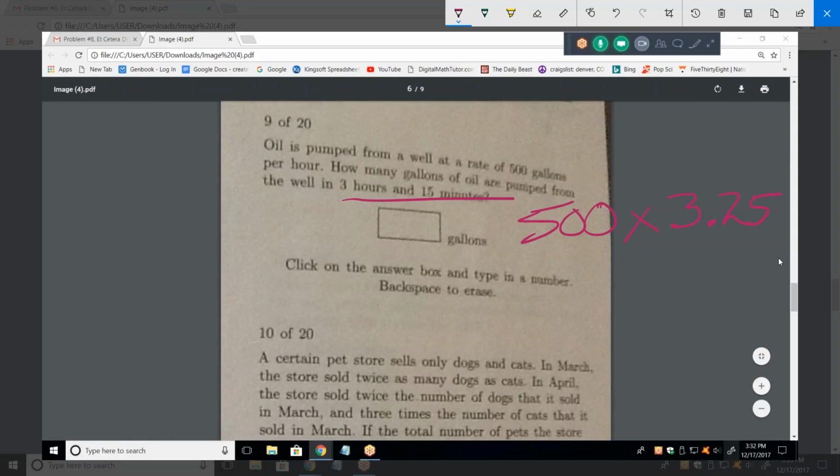I had to report my hours for my observations this past semester, and I used Excel, and I figured out everything so that I can calculate. You had to do that a lot. Yeah. So I don't know. Use your calculator to come up with that, I guess. What is that? 1,625 gallons. Yeah, 1625. Okay. Click on the answer box and type in a number.